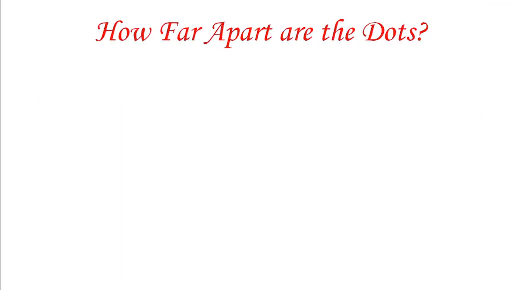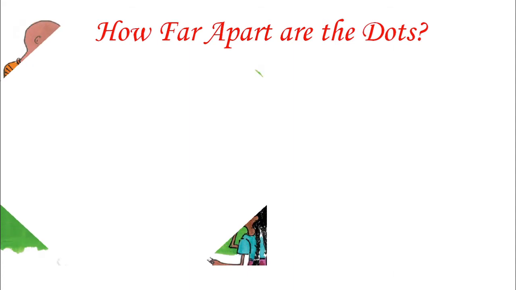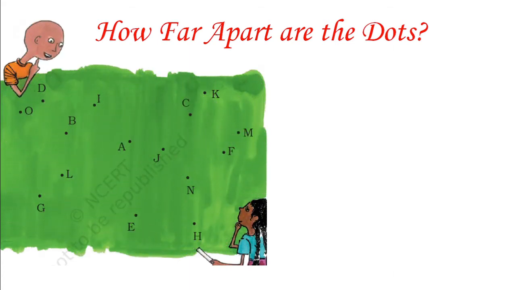How far apart are the dots? So you can see there are several dots: O, D, B, I, C, K, F, M, N, H, A, J, G, L, E, H. These are the dots which are nearby. And you can see K, G, these are slightly far. O, H, these are slightly far. So some dots are near, some dots are far.